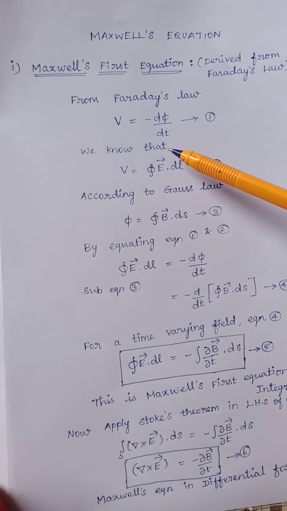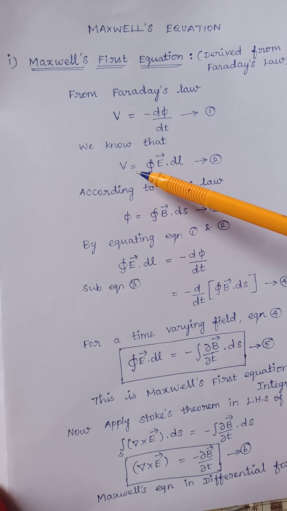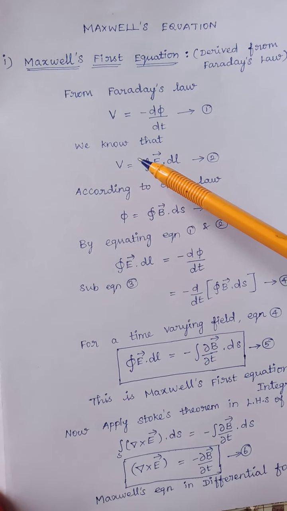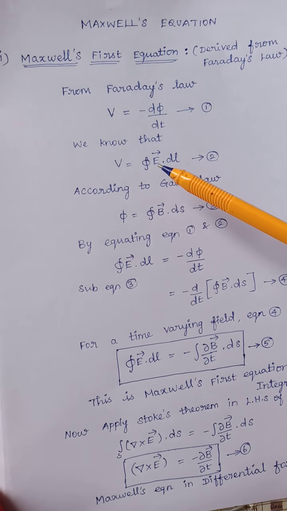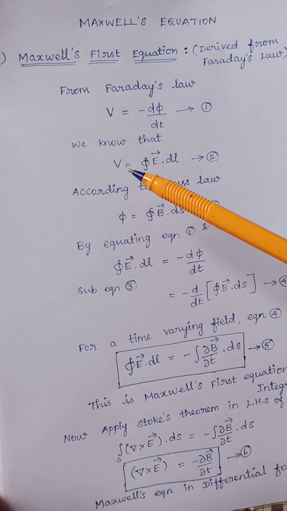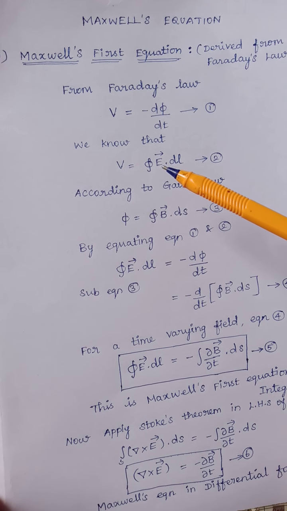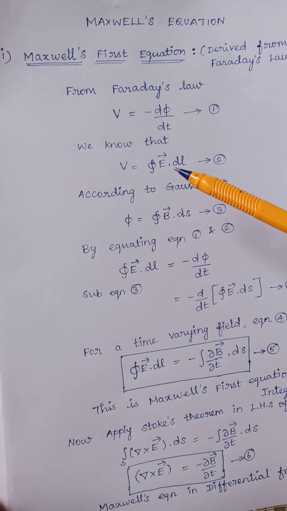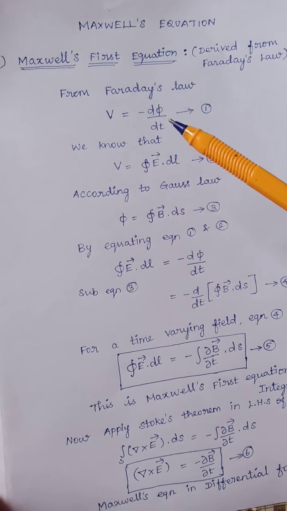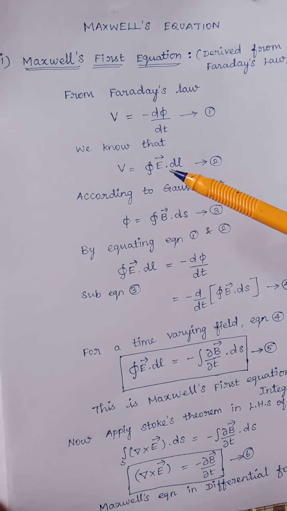Now, in general, the induced EMF, that is potential, is related to the electric field intensity by V equal to closed integral of E dot dl. That is, the potential available in a circuit is equal to the electric field intensity around a closed path. That's why closed integral of E dot dl is denoted. So now we have two equations of EMF. One is minus d phi by dt, another one is closed integral of E dot dl.